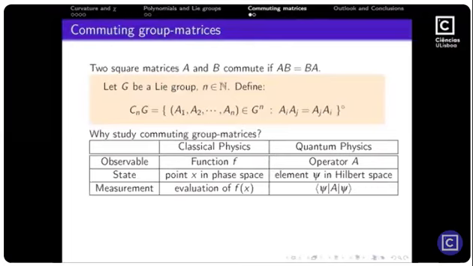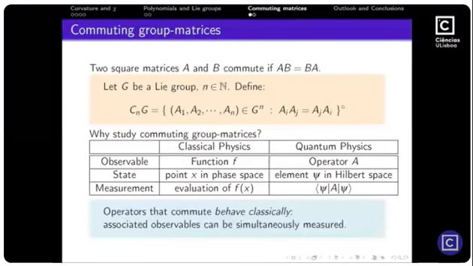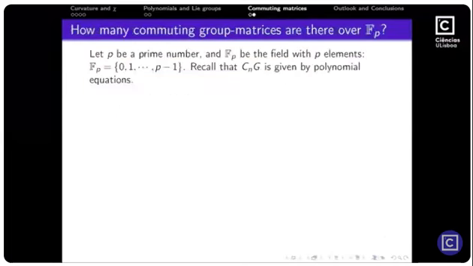Well, I could say many things, but maybe this is a motivation from quantum physics, because going from classical physics to quantum physics replaces functions by operators, so matrices basically, and the evaluation of functions by brackets, let's say. Of course, I'm being very vague here. But the interesting thing is that operators that commute behave classically. So matrices that commute somehow correspond to quantum observables that can be simultaneously measured. So this may be one motivation for the commuting matrices.